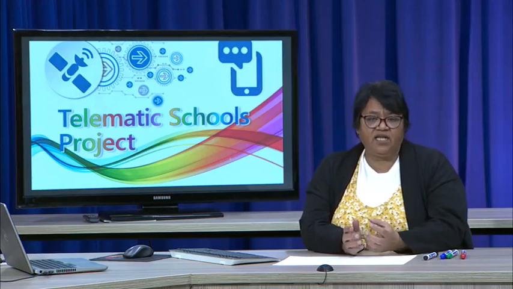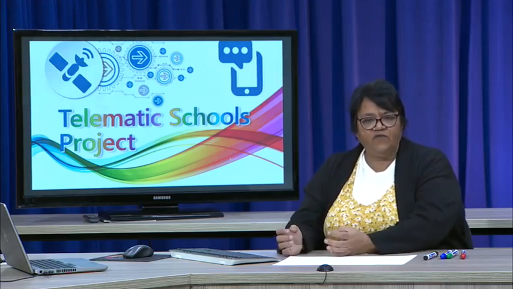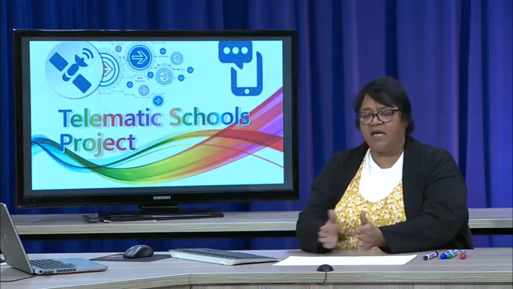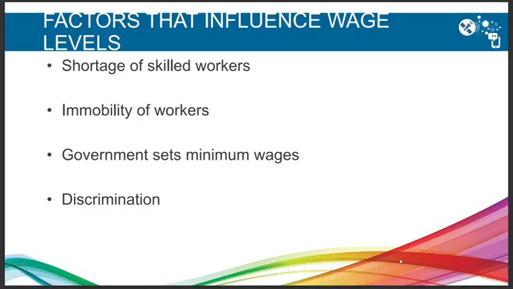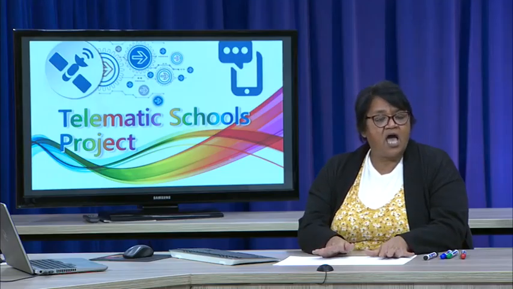Your immobility of workers. Immobility means workers are not moving, right? So that makes it difficult. So therefore that will influence the amount of money that people are being paid. And as you know, government sets the minimum wage in certain areas, and then obviously discrimination shouldn't be happening according to the EEA, okay? There should be no more discrimination.